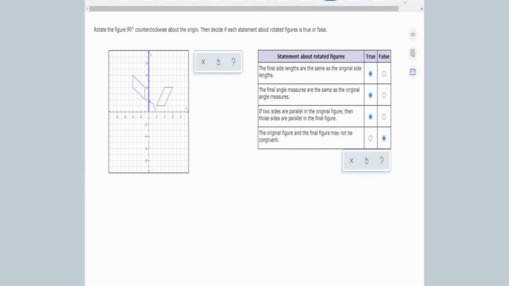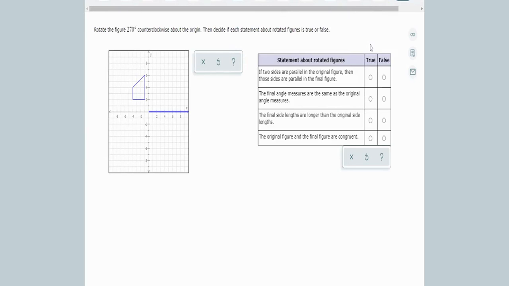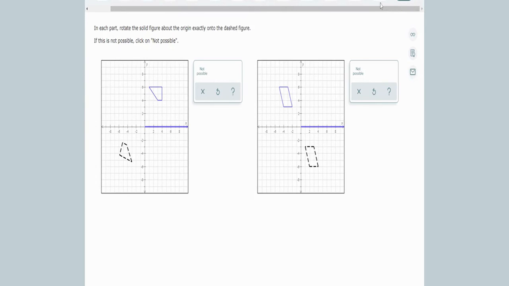All right, so I think we're about there. Let's just see if there's any other kinds of questions that might catch us by surprise. So there's another one where you're going to do a rotation about the origin and then see what happens. So we understand that. Now on this one, in each part, rotate the solid figure about the origin exactly onto the dashed figure. If it's not possible, click not possible. So basically what you're going to do is grab this, rotate it around and see if the original image will rotate onto the new image exactly.